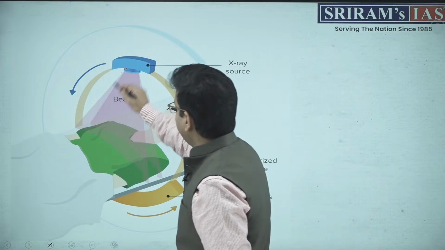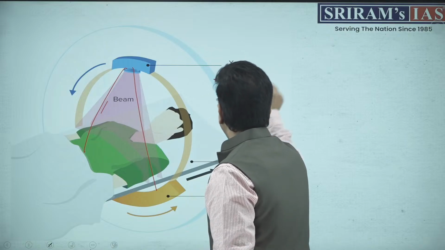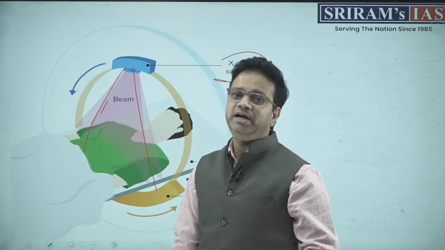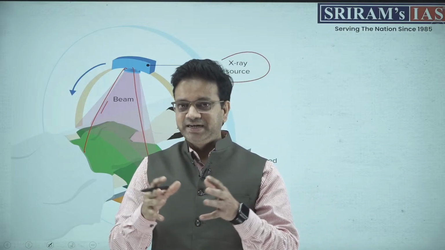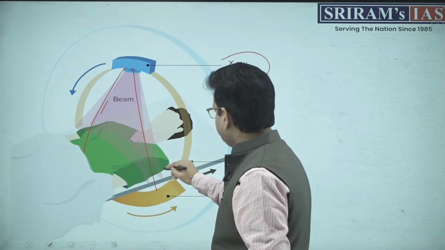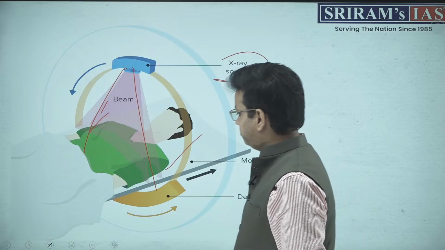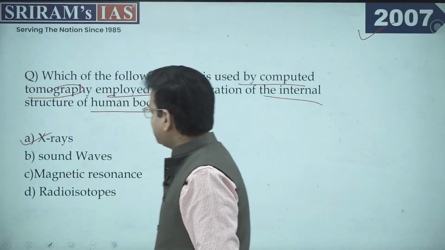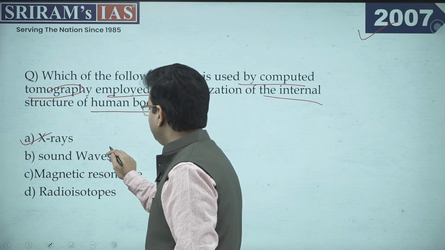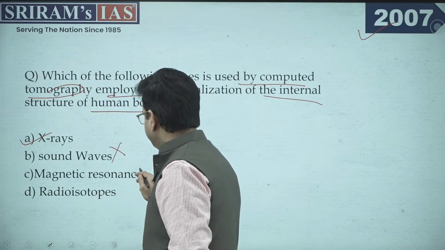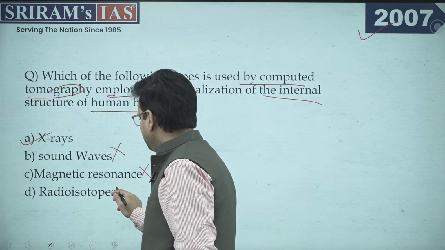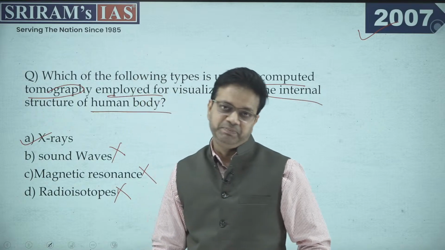See, this is a beam of light which is actually being used, and X-ray is the ultimate source. This is a patient lying here, and we have a motorized table and detectors to help it out. So the correct answer for this particular question is X-ray. Sound waves have nothing to do with this. Magnetic resonance is not the one, and radioisotope cannot be done with the patient, right?